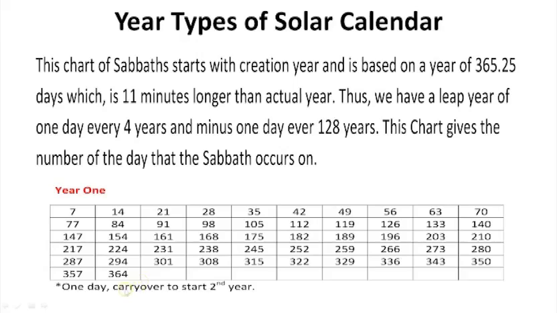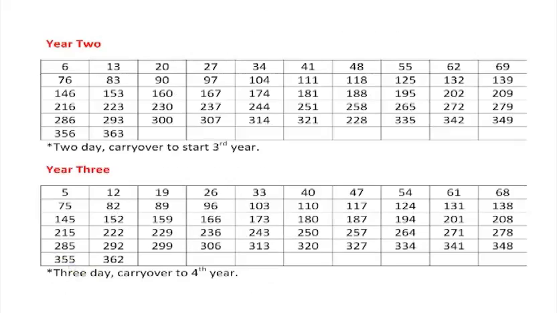So remember, here we go back to year 1, and we find that year 1 has a 1-day carryover into year 2. And here we see year 2. So what that means is the first Sabbath is on the 6th. The 13th, the 20th, the 27th. The last Sabbath is on the 363rd.